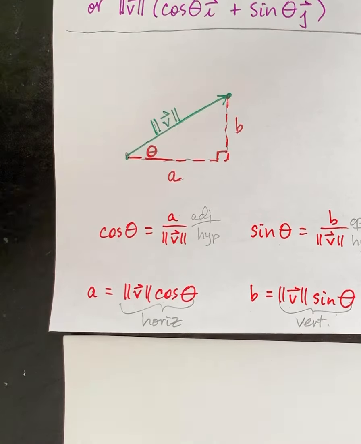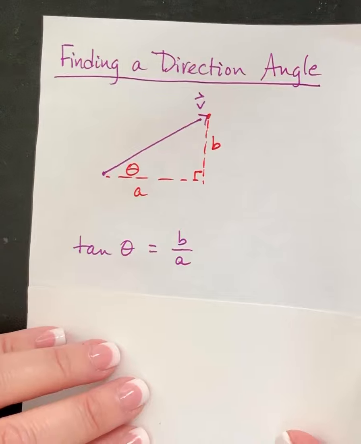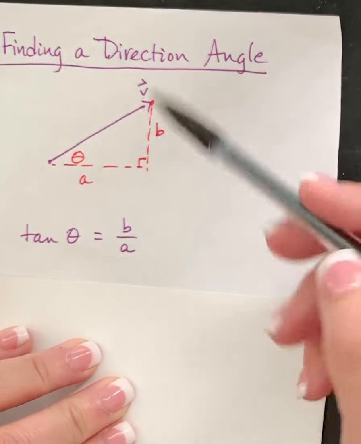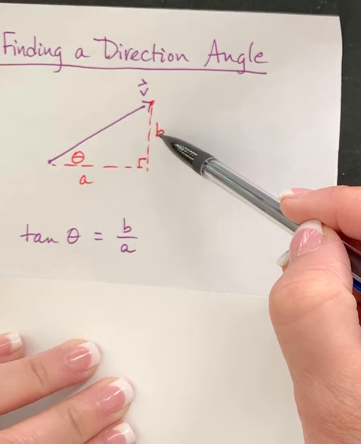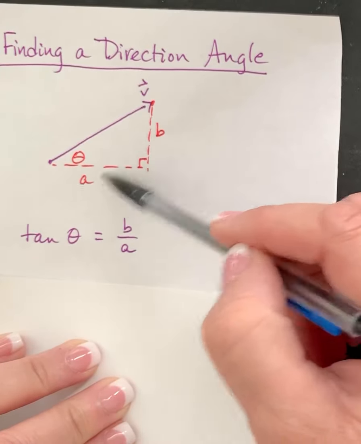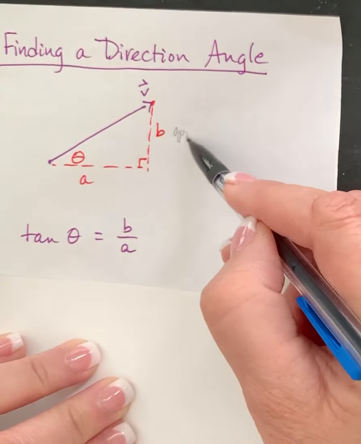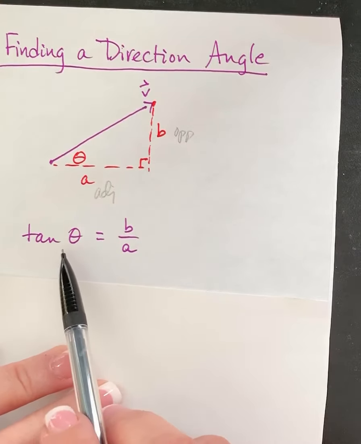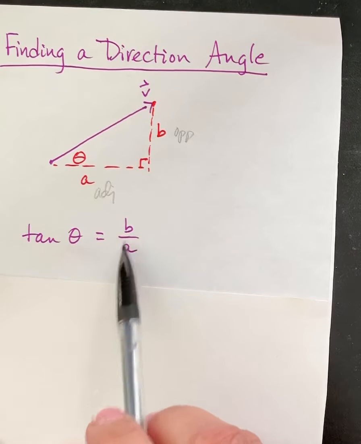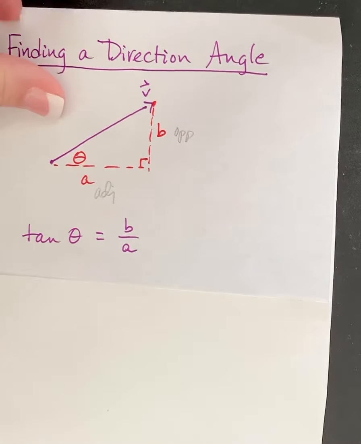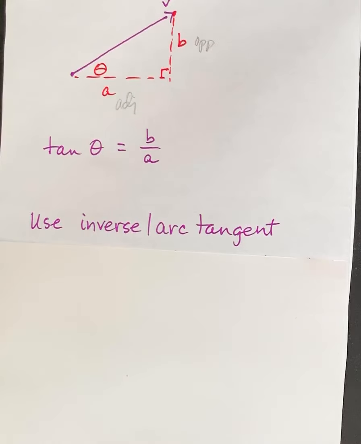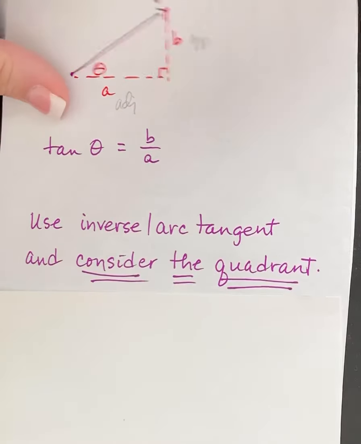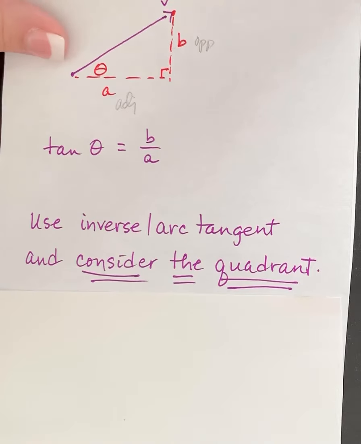Now, if you need to find the direction angle, you're basically going to be using tangent. Because if you know the horizontal and the vertical components, if you know a and b, then you know the opposite and the adjacent side for the direction angle. So what you know to be true is that the tangent of theta will equal b divided by a. And then to find the direction angle, you're going to use the inverse tangent or the arc tangent. But you will have to consider the quadrant.